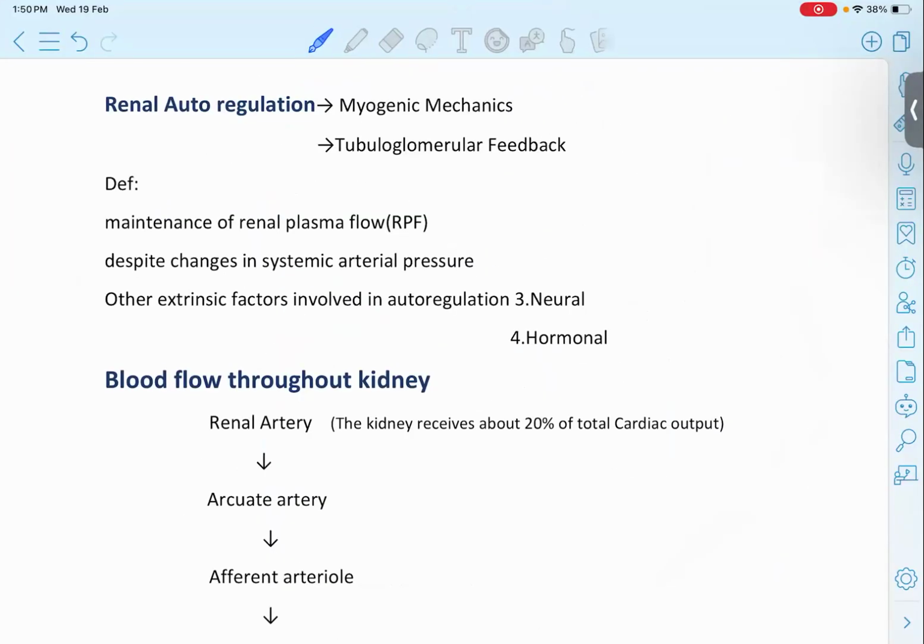Next, we will move into another very important autoregulation, which is called renal autoregulation. Now, what is renal autoregulation? I told you, every minute, we know that renal plasma flow is 600 per minute. That is huge. 600 ml of blood is passing through the kidney per minute.